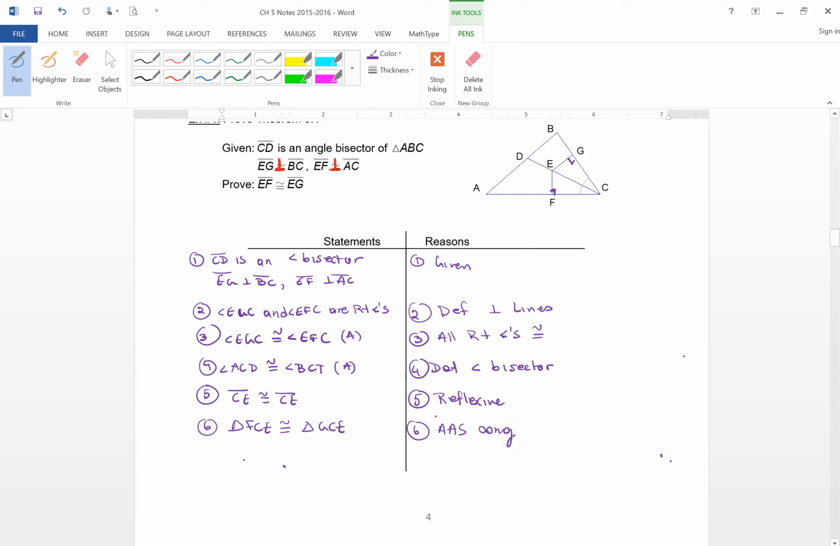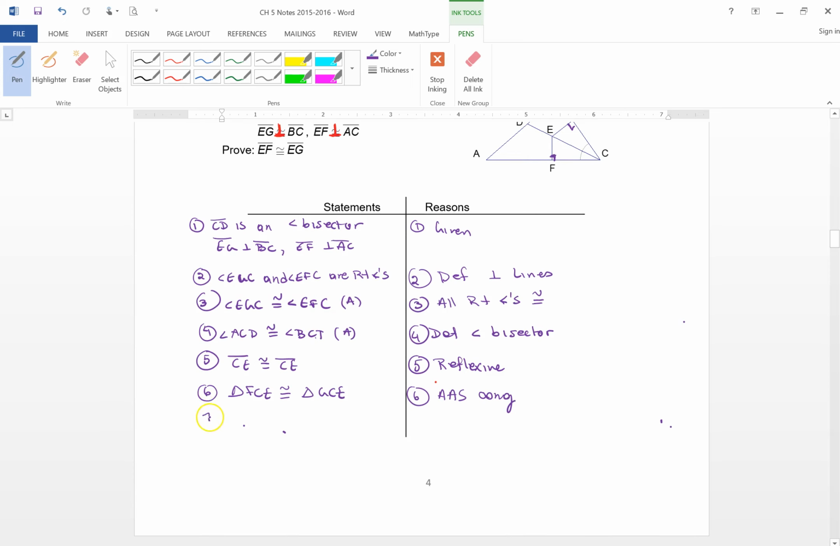And what I needed to prove is that EF is congruent to EG, which I can say in my next step as CPCTC, EF is congruent to EG, CPCTC. So you see how you're basically using the same exact things as last chapter, but recycling them? All right, our proof's getting a little better now? Yeah.